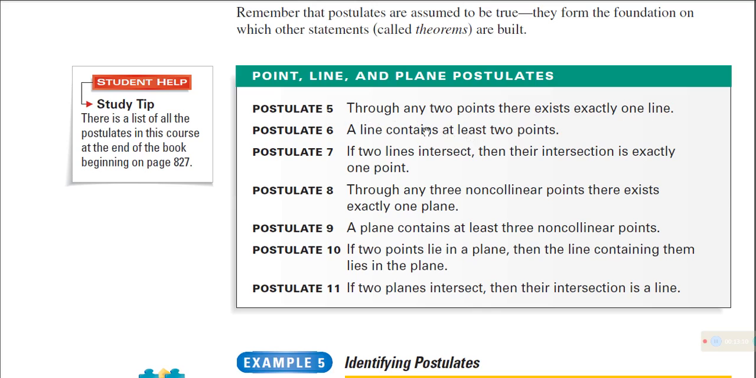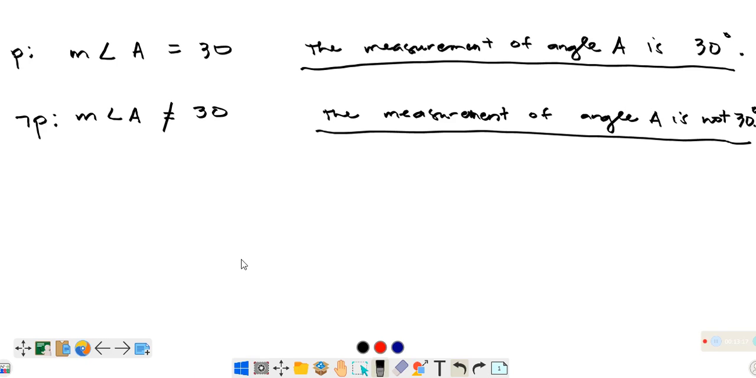Okay, postulate 5. Through any 2 points, there exists exactly 1 line. So, totoo ba yun? Through any 2 points, there exists exactly 1 line. So, ilan yung pwede mong mabuong line passing through A and B?